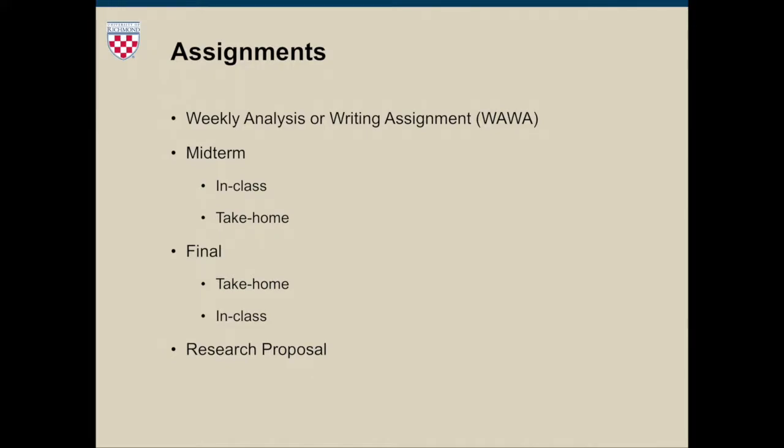So really, the course is broken down into these various components. The weekly WAWAs are worth about 40% of your overall grade. So there's 10 assignments at 20 points each. The midterm is worth 20% of your overall grade, 100 points. The final is worth 20% or 100 points. And then the research proposal has a number of stages that you turn in. It's also worth 20% of your grade or 100 points in total after you turn in all of the various parts of that assignment.